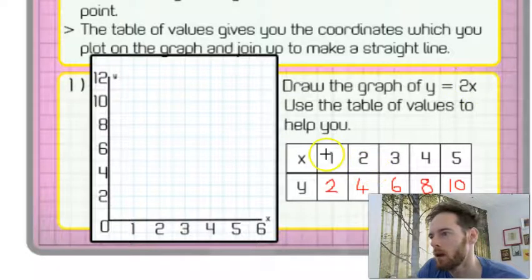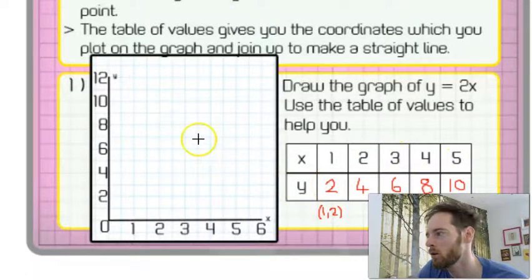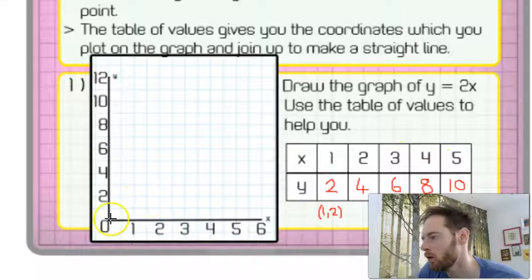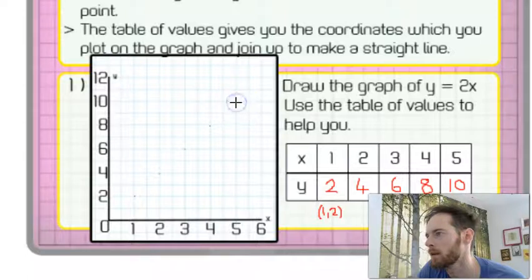Now, these numbers become the coordinates that you're going to plot. This one is 1, 2. I'm not going to write all of them because they're already there. That one's 2, 4, 3, 6, 4, 8, 5, 10. I'm going to plot the coordinates, then I'm going to join them up on the graph. So 1, 2, 2, 4, 3, 6, 4, 8, 5, 10, and that's it that I've got.